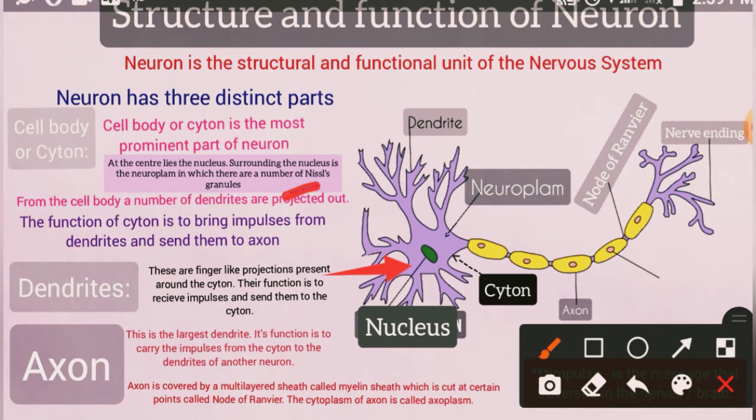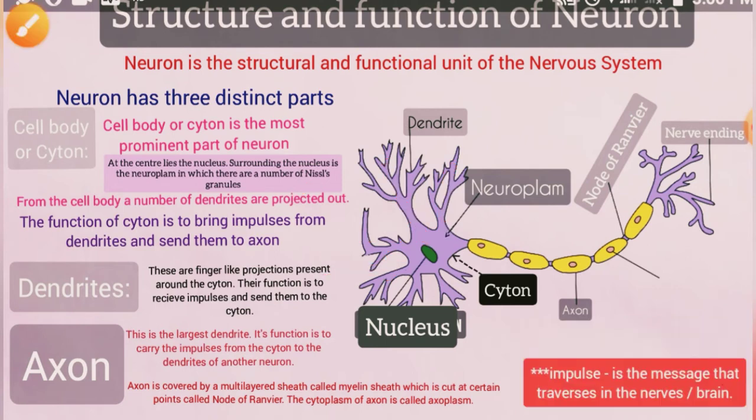And from the cell body there arise these things which are called the dendrites. And the function of the cyton or cell body is to bring the impulse or a message from the dendrites to the cyton. And we have been talking about messages or impulses. What is that impulse or message here? An impulse is the message that travels in the nerves or in the brain.